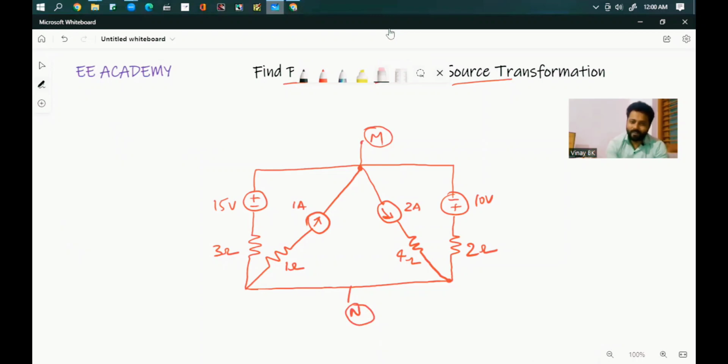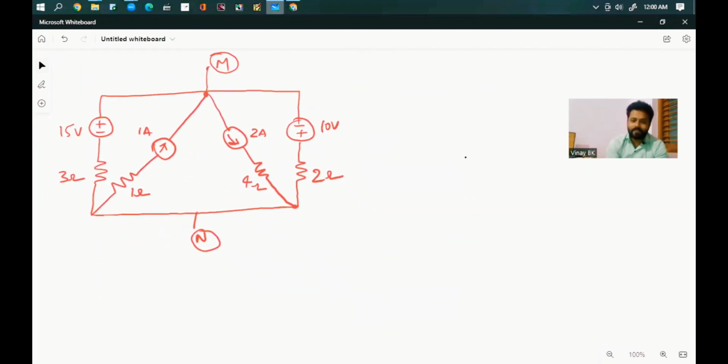Why I'm telling this is a tricky problem: you can observe they have connected a resistance in series with a current source. Always you know that a resistance is connected in series with a voltage source, and a current source is always connected in parallel to the resistor. That is a practical voltage source and a practical current source. But in this problem, they have given two current sources connected in series with resistors: 1 ampere with respect to 1 ohm, similarly 2 amperes with respect to 4 ohm.